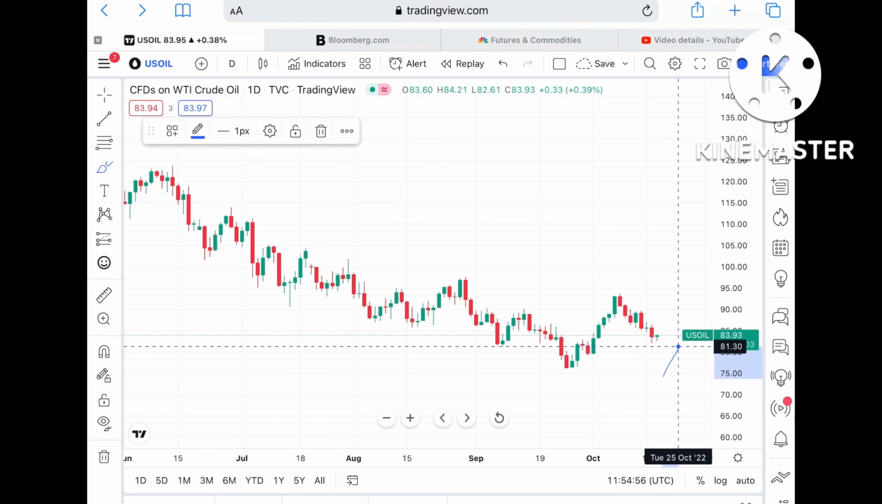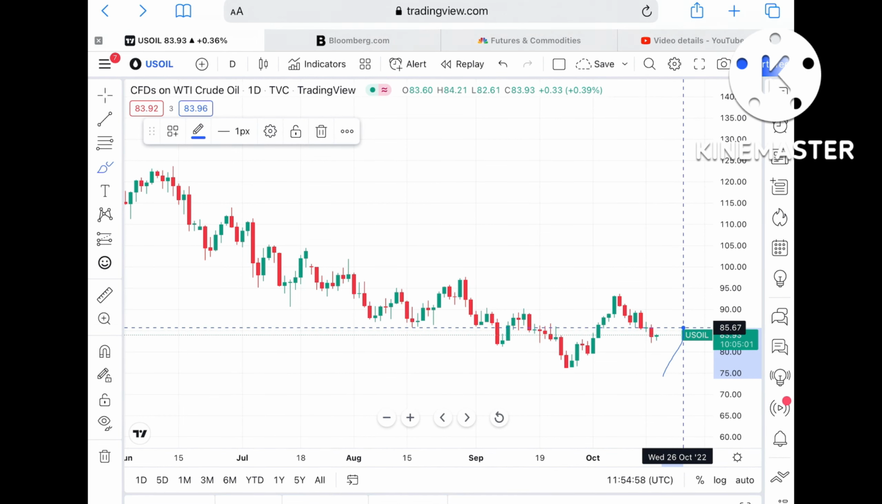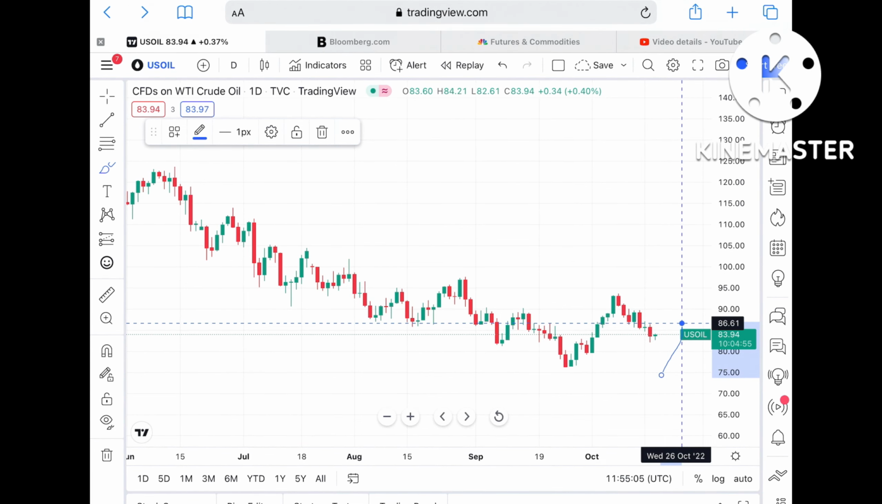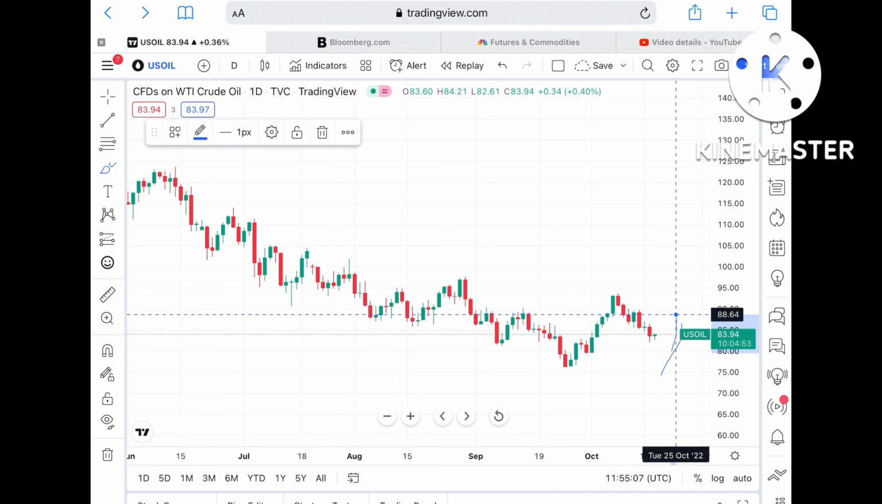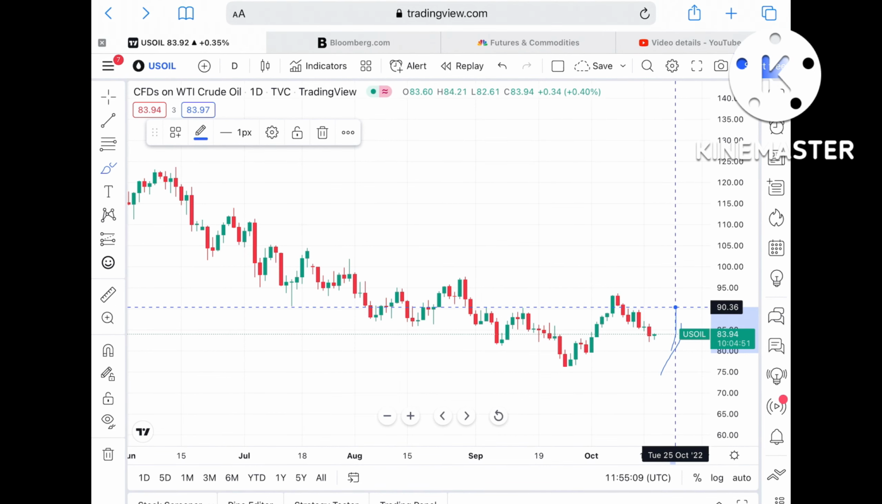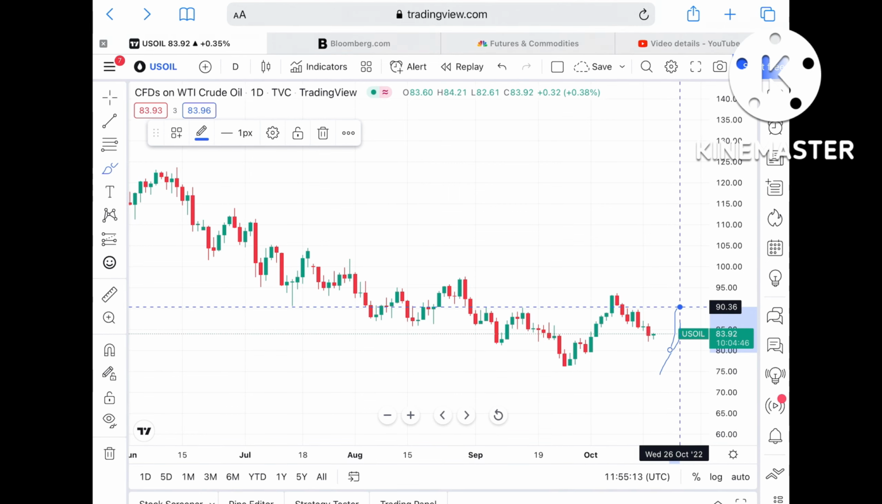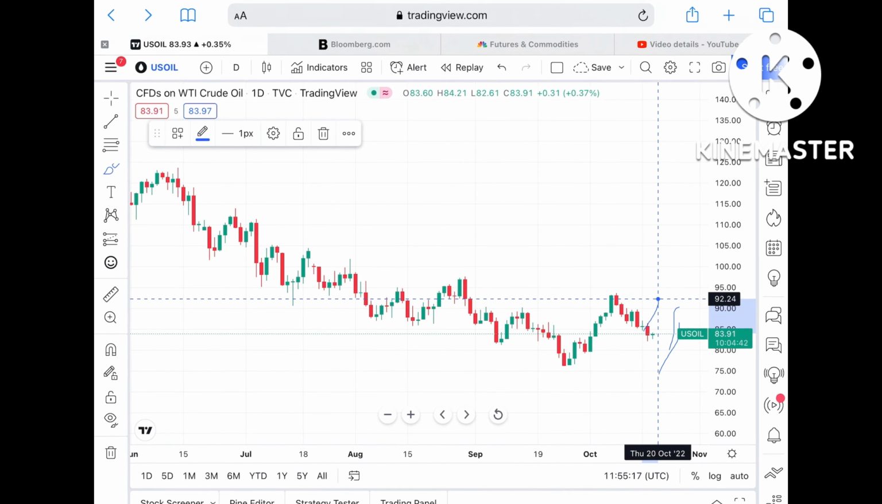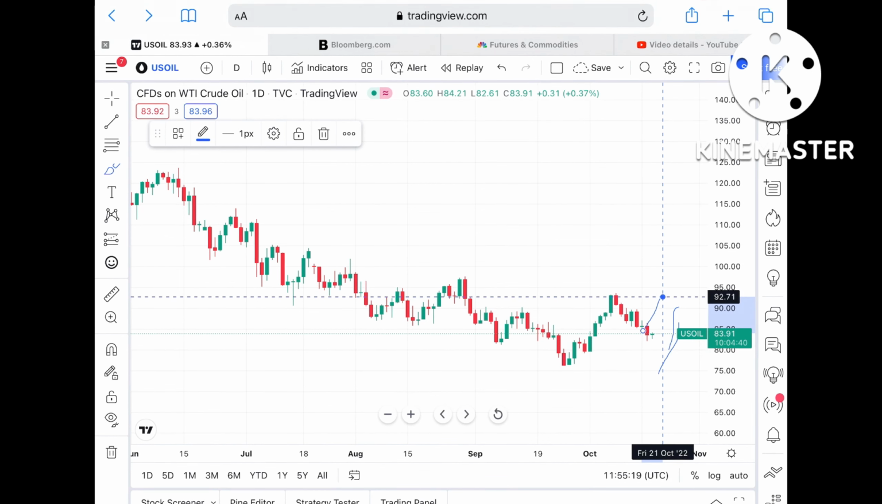Now look at this particular zone. If this level sustains, then we can see it can go further high towards a level of $86.61. Okay, and this level is also a weak resistance, so chances are very high it can go further upside and touch a level of $90.36 also, which is again a weak resistance. From there we can see it can go further upside and touch a level of $92.71.